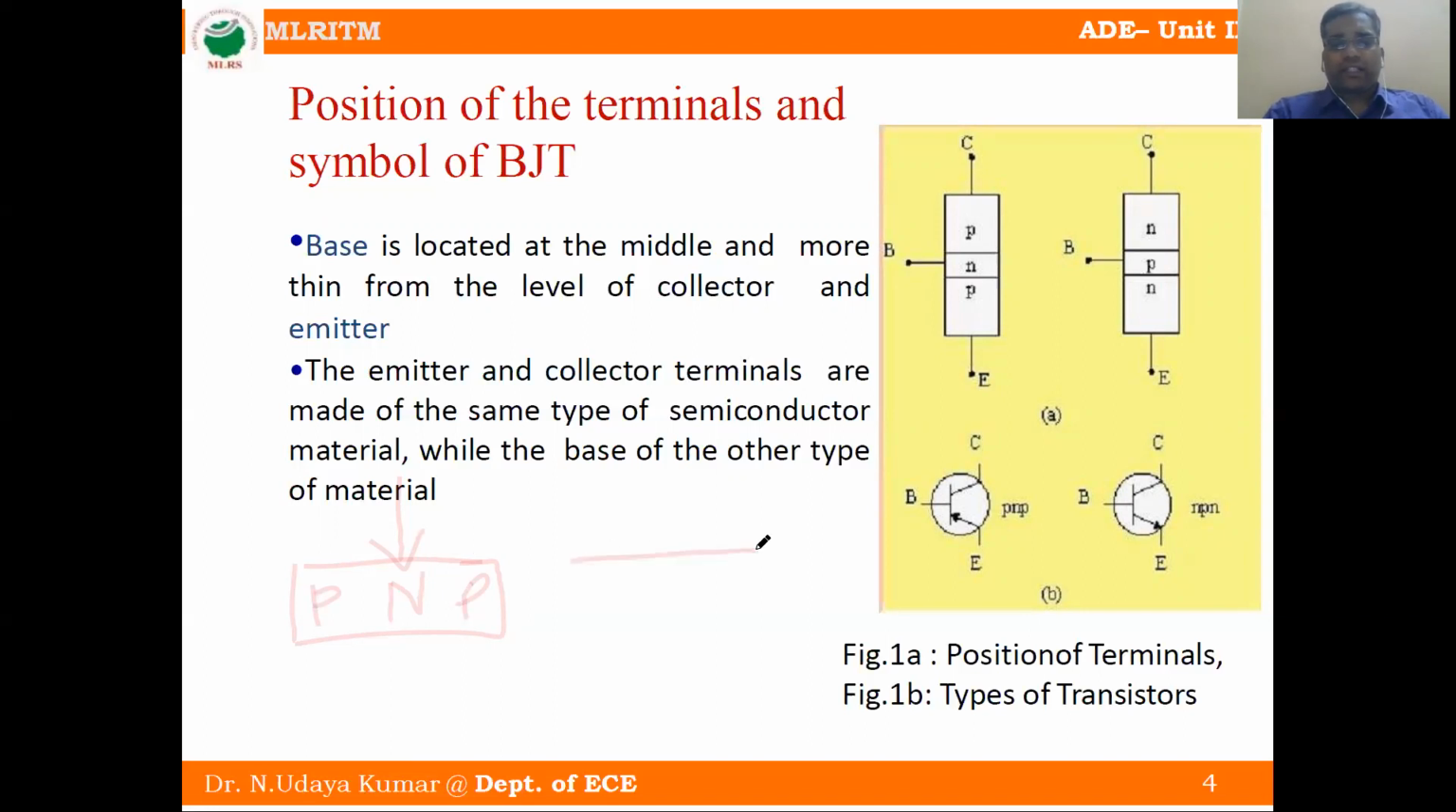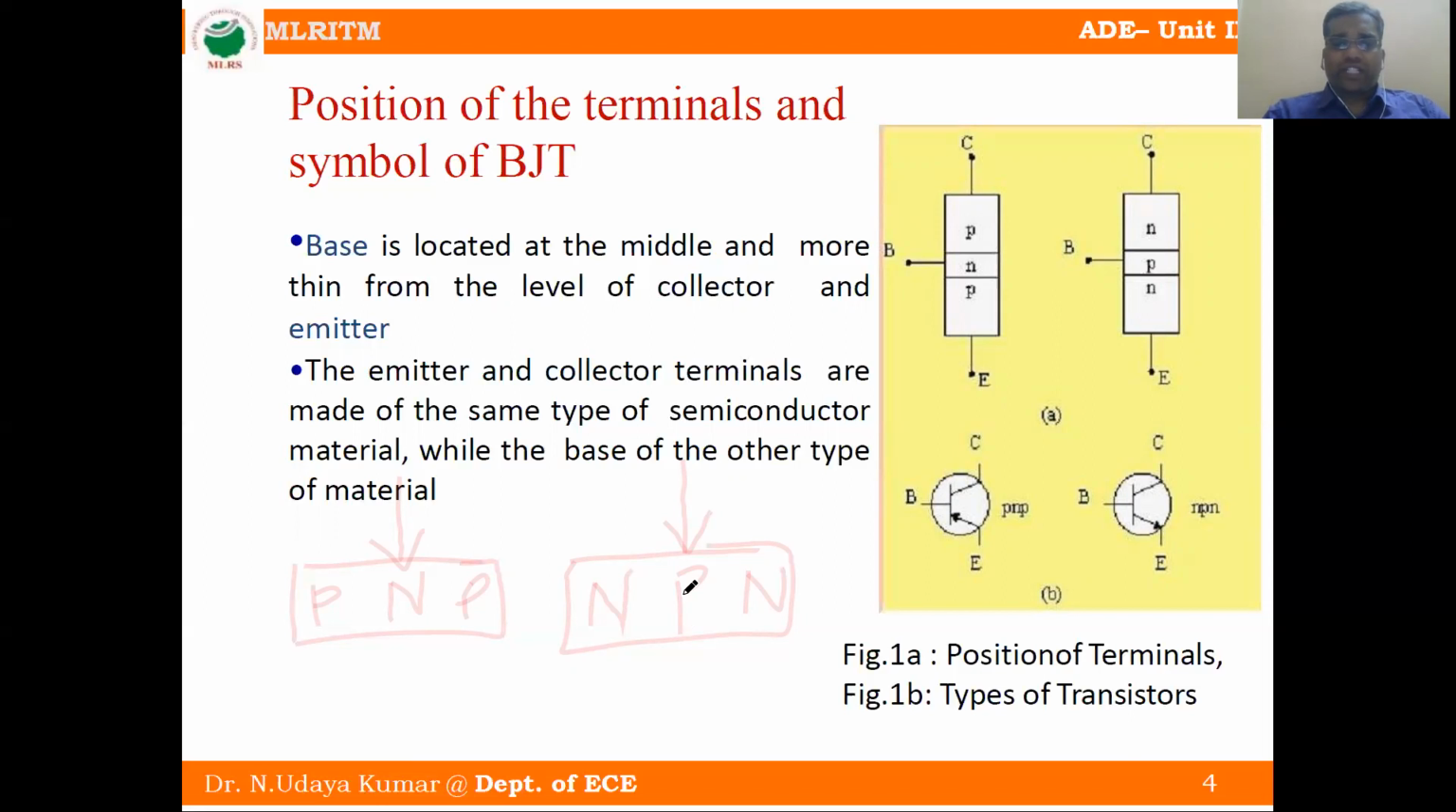Similarly, here both sides are N-type material, so two layers are N-type. In between, the middle N-type material is sandwiched with P-type. Then we call it an NPN transistor. So you can observe clearly.